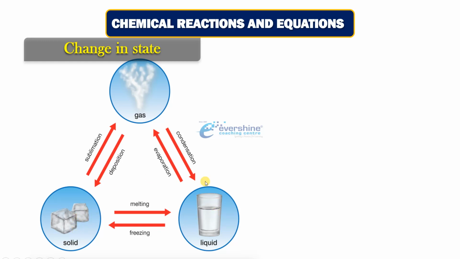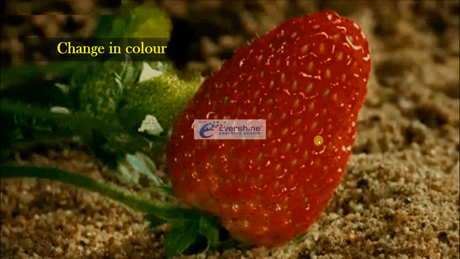If it is going from solid to liquid, then it is called melting. If it is changing from liquid to solid, then we call it freezing. This you have already studied in your previous class. In the same way, liquid to gas or gas to liquid, gas to solid or solid to gas. So this is an irreversible reaction. Next, there is a change in color.